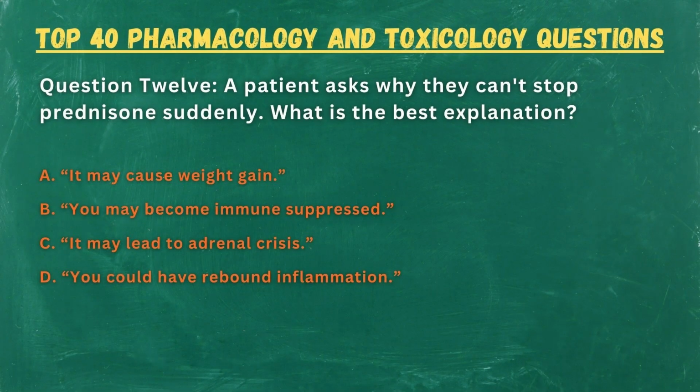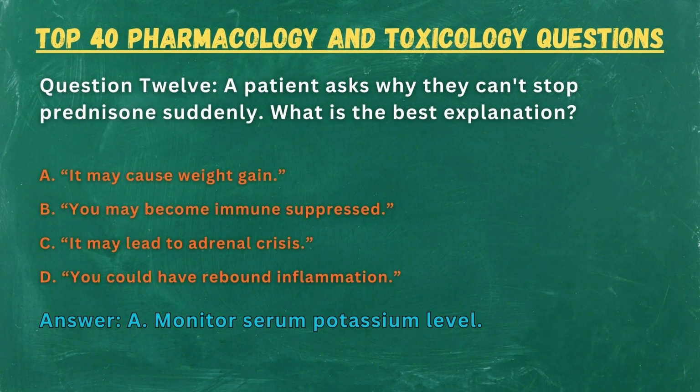Question 12. A patient asks why they can't stop prednisone suddenly. What is the best explanation? A. It may cause weight gain. B. You may become immune suppressed. C. It may lead to adrenal crisis. D. You could have rebound inflammation. Answer: C. It may lead to adrenal crisis.